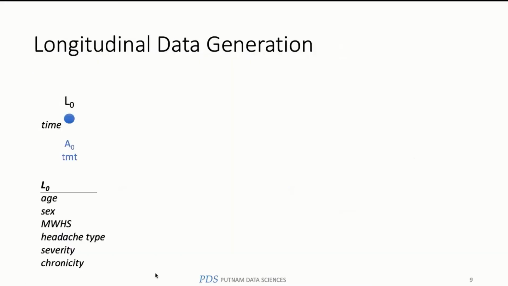So here's how we collect the data. People are randomized at baseline to get the treatment, either study drug or comparator. And we're going to collect some covariates on them, and we'll call that whole collection L0. Here's an example of what we might collect: age, sex, the mean weekly headache score in the 4 weeks leading up to randomization. We randomize people who have shown that they can do the record keeping. Also the headache type that they have, severity, and chronicity, which is how long they've had it. And maybe you can think of some other covariates we'll collect. Those are all L0, collected at baseline.